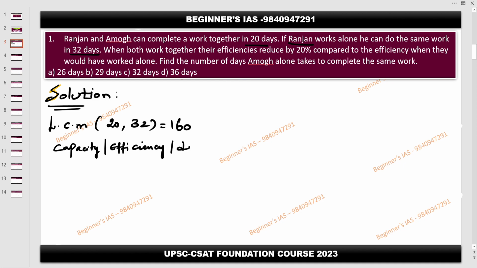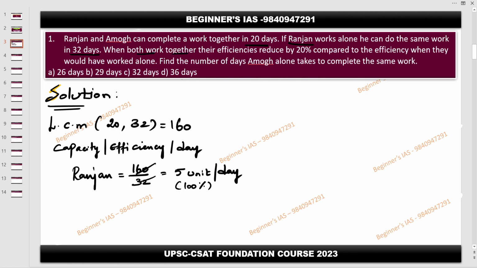Their capacity is nothing but the efficiency per day. That is important, per day. Ranjan's efficiency is equal to total work, 160, divided by the number of days taken by Ranjan alone, that is 32. So it is 5 units per day. He has the capacity of making 5 chairs per day. Always consider in terms of some object like chairs, chocolates, benches, etc. Now listen carefully. This 5 unit is nothing but 100 percent, since he is working alone and giving 100 percent.